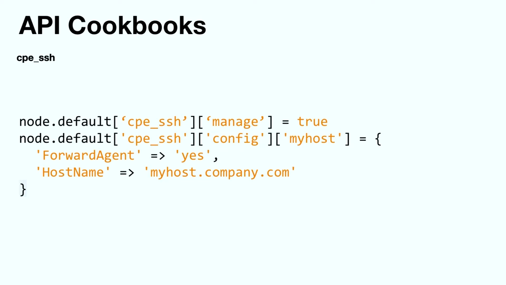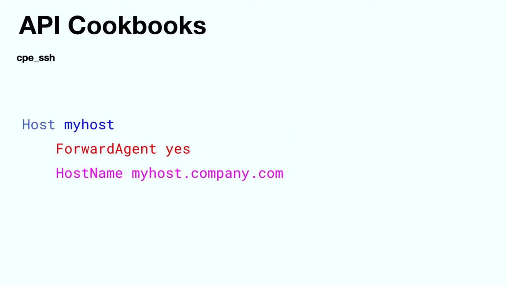So let's color code this a little bit. We're taking this here, and while it's structured data, the strings you are giving it are what's going to be laid down on disk. So we have my host in this little bit darker blue here, and that's the host name. And we have forward agent here in red, and that's one option. And then the second option is this lovely magenta, all default colors here on the top of the row. So host name and myhost.company.com. And then when it renders this to disk, it's exactly the same thing.